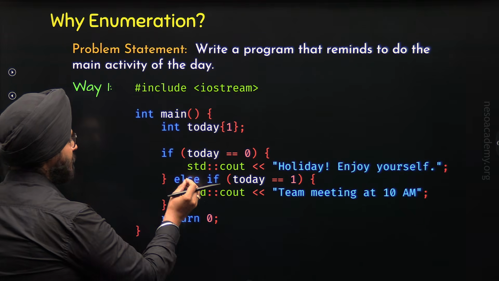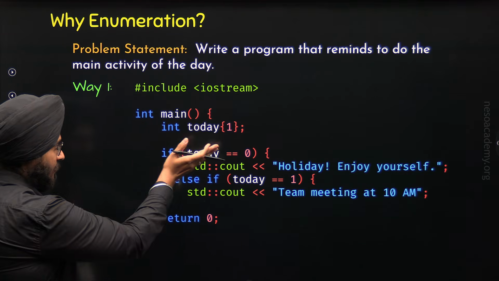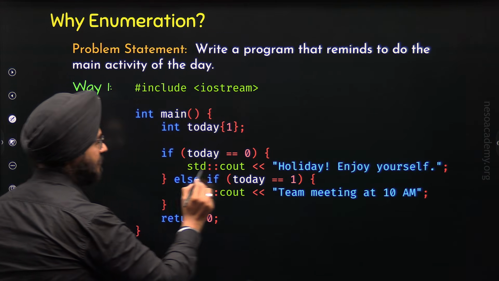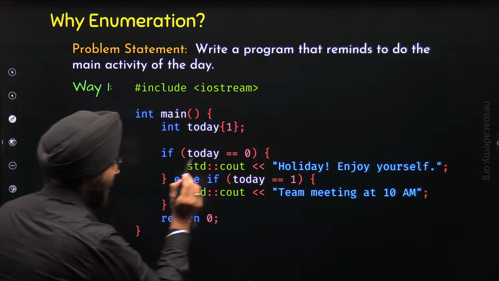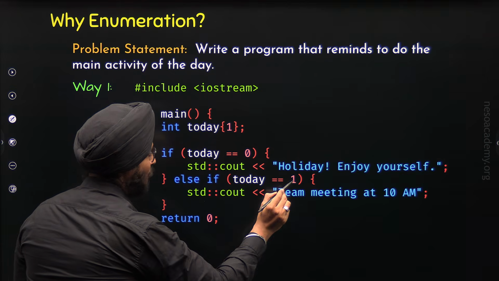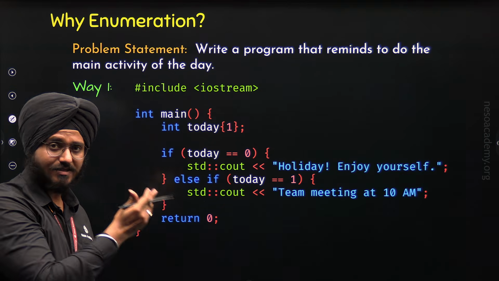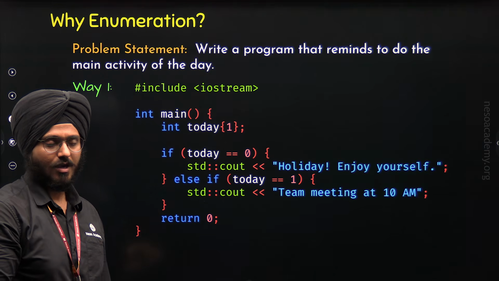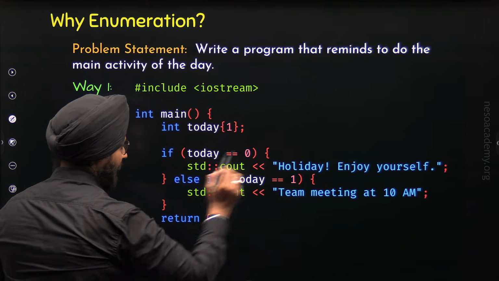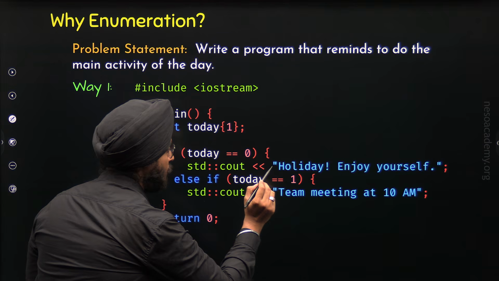Let's now try to understand what is the meaning of else if block. Just read this from the beginning. If today is equal to 0, then execute this line of code. Otherwise or else, if today is equal to 1, then execute this line of code. It is that simple to understand. We know today is not equal to 0, therefore this code will execute. We will now check this condition. Is today equal to 1?